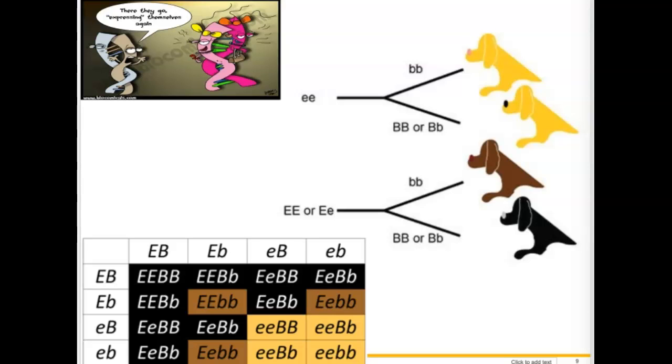So big E, or big E, little e, are both expressing pigment. Because of that, if the dog has a big B, it will be black. If it has two small b's, it will be brown. If, however, the epistatic allele is little e, it can only express a blonde coat. It cannot express the black or the brown.